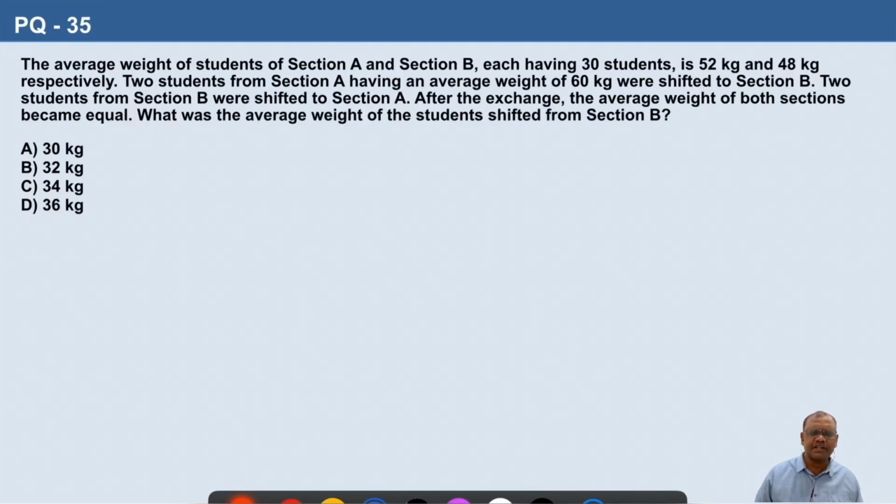Question number 35. The average weight of students of section A and section B, each having 30 students, is 52 kg and 48 kg respectively. So there are two sections, A and B, with 30 students in each. The average is 52 kg, so the sum will be 30 multiplied by 52. This is 30 multiplied by 48.